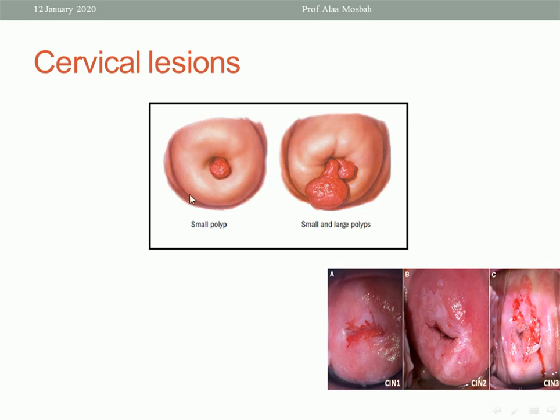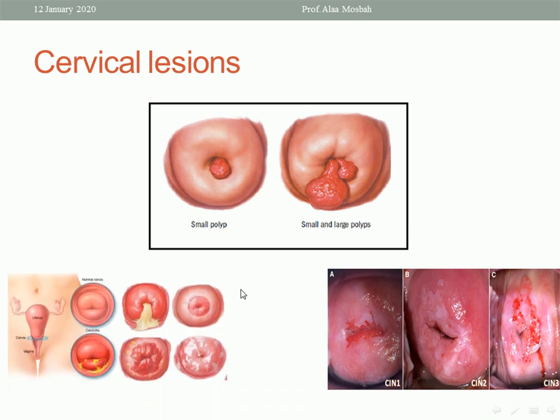Another cervical lesion, which is a small polyp here. Here there is a large cervical polyp and a small cervical polyp. Another picture, to let you see chronic cervicitis with discharge, hypertrophy of the cervix, ectopy, and ectropion. All these are signs of chronic cervicitis. So, chronic cervicitis signs, CIN, cervical polyp.